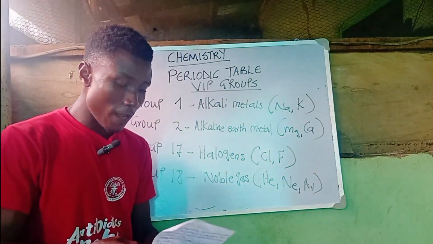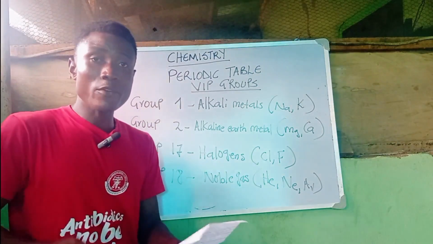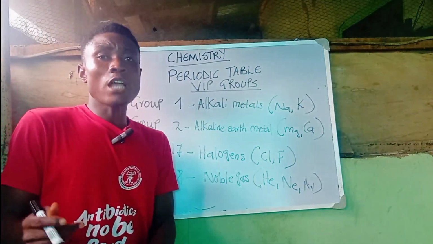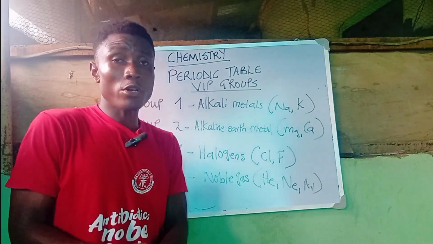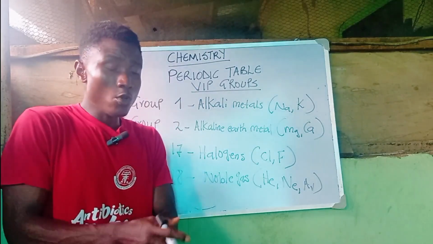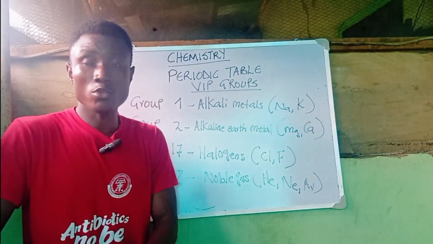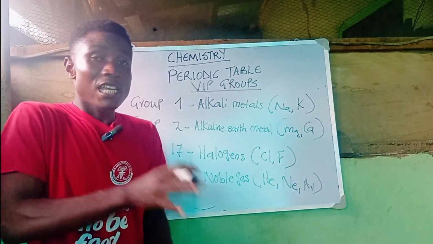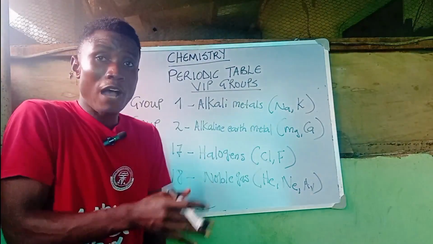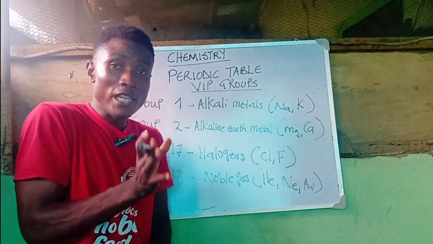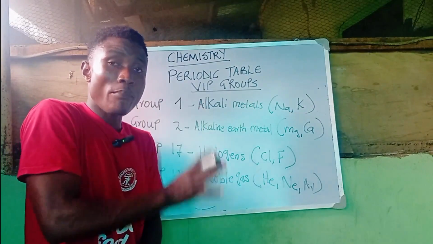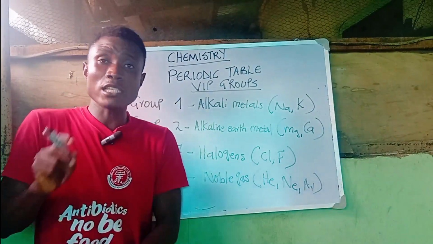I have some questions here. The purpose of this lecture is how you can get the group and the period. For example, this one is group 1, this one is group 2, period 2 and period 4, stuff like that. It is through what I have just shown you here when it comes to the shell filling. The number of electron shells is the period, and the valence electrons represent the group.